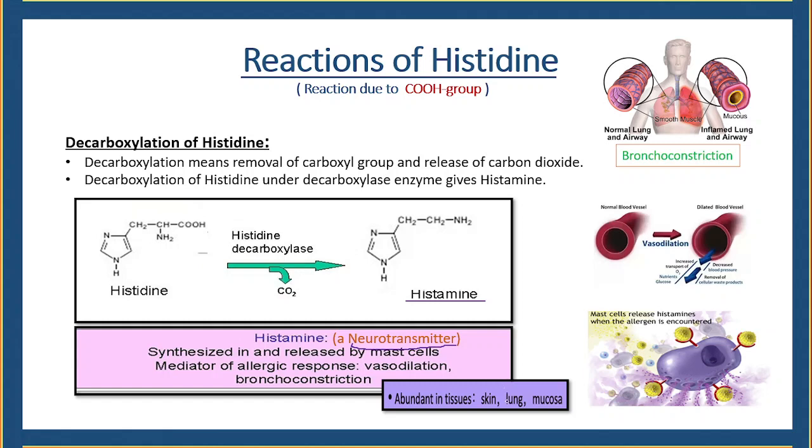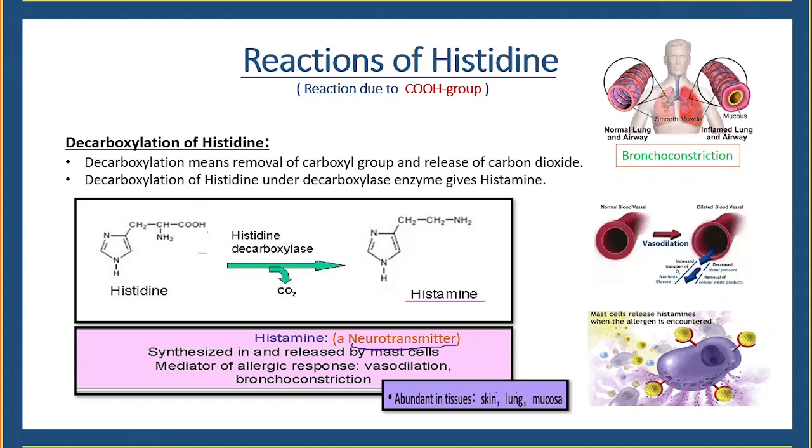It is found in our skin, in our lungs, in our mucosa, etc. Now, its processes in our body. It is a mediator of allergic response. Mast cells are present in our body, which release histamines when the allergy is encountered.